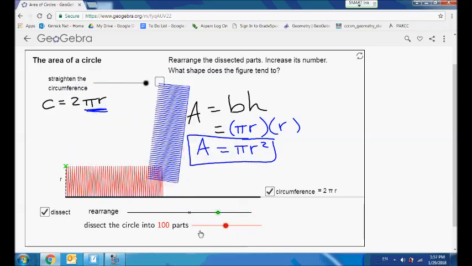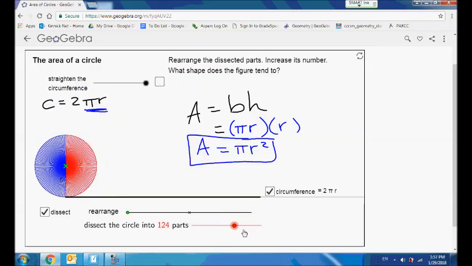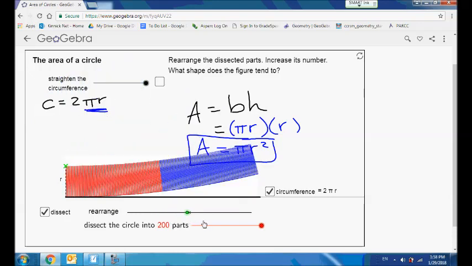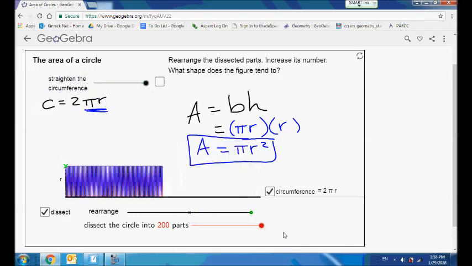Looks more like a rectangle. It's getting closer. This goes up to 200 parts, which you can barely even see. If you do the exact same thing with that, it looks very close to a rectangle or a parallelogram. But still, you get base times height, and the base is half the circumference, pi times the radius. The height will be the radius, and so you get the area is pi times radius squared.